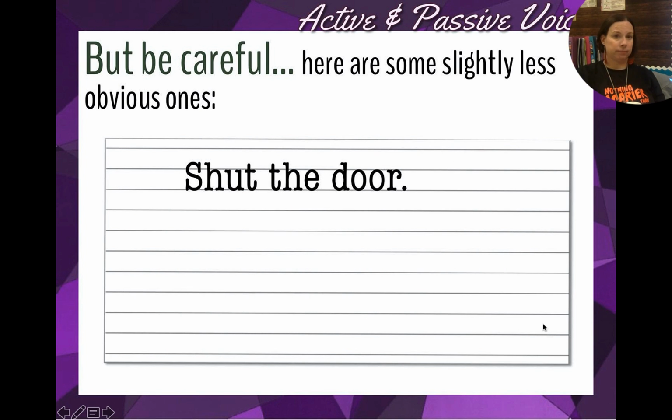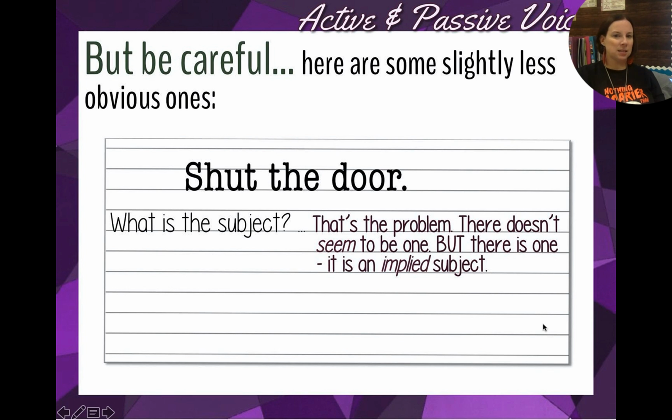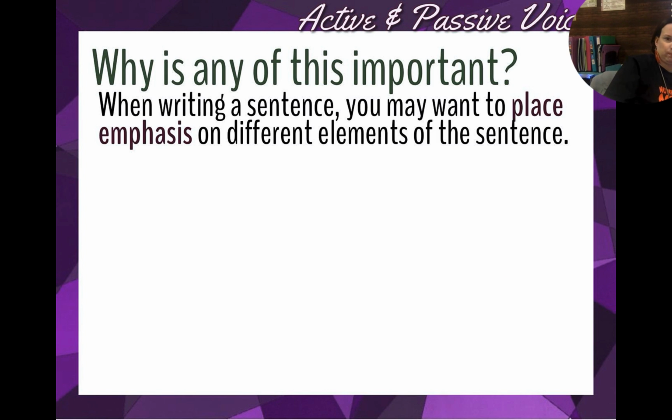Shut the door. What is the subject? That's the problem. There doesn't seem to be one. It is an implied subject. Okay? This is a special type of sentence called imperative, which we talk about. If it is a command, most commands are in the active voice.